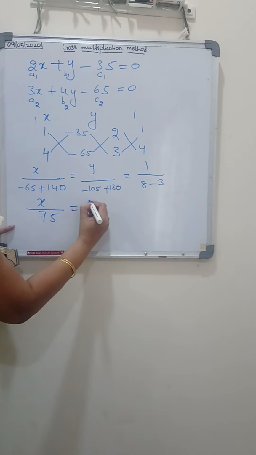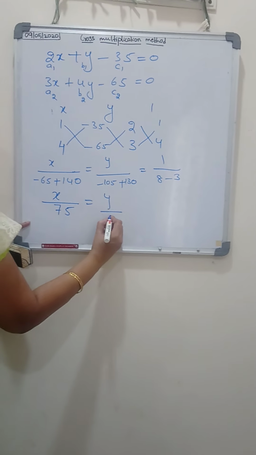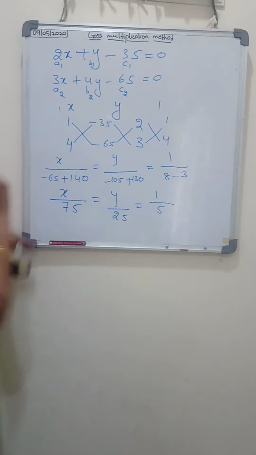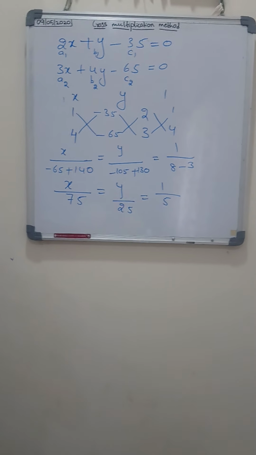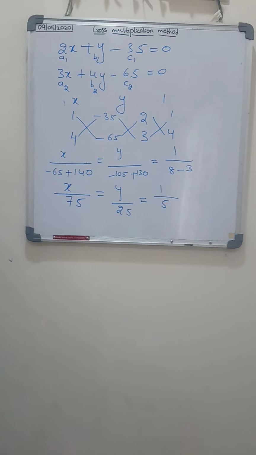Next y by 130 minus 105. How much will you get? 25, is equal to 1 by 8 minus 3, 5. You got like this, children. Now what you have to do? You have to equate x term to constant and y term to constant.